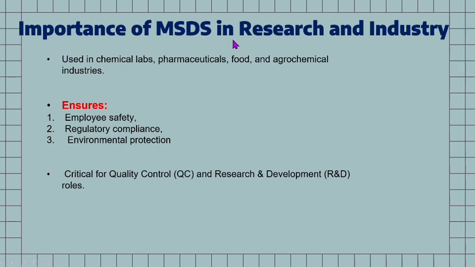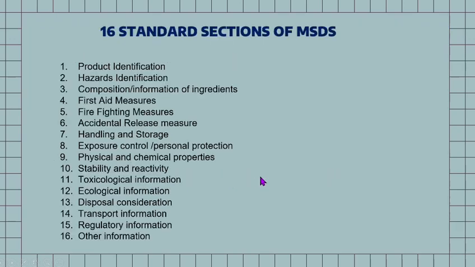Importance of MSDS in research and industries. It is used in chemical labs, pharmaceutical companies, and food and agrochemical industries. It ensures employee safety, regulatory compliance, and environmental protection, and is critical for quality control and research and development.